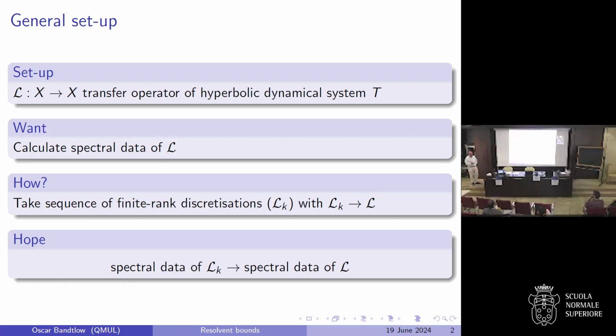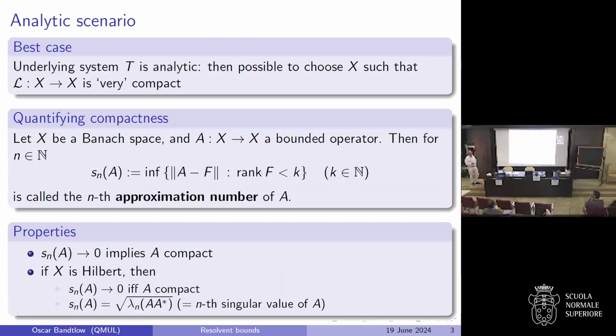Now, I'm going to focus on the analytic setup. This is something Julia talked about yesterday, and there are going to be some other talks. Suppose the underlying system T is analytic. For example, you could take the doubling map on the circle, or the squaring map on the circle. This is a good example of an expanding analytic dynamical system. Or you can take Anosov maps on the torus, for example, the cat map or its perturbation. These are perfectly good examples to think of in this situation.